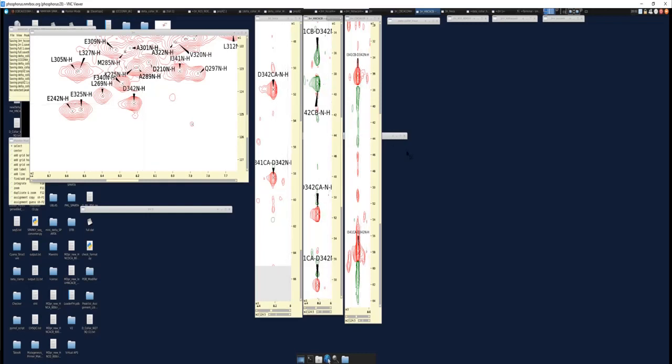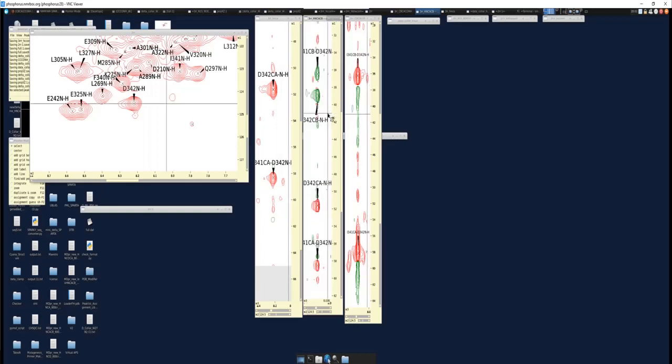Now, how would you use them in a strip plot? Well, there's the added benefit that the CBCACONH only shows I-1s, and therefore you will get less matches than if you searched, for example, the HNCACB. So the way this would be done is if you were trying to go forwards, you would search the CBCACONH. If you were trying to go backwards, you would search the HNCACB. Let me show you how that's done.